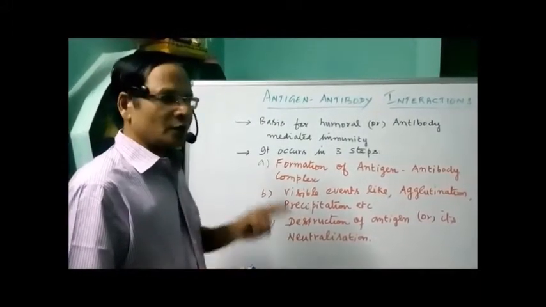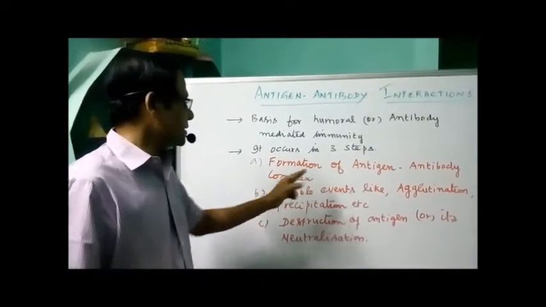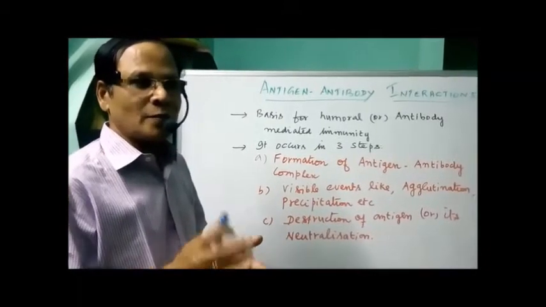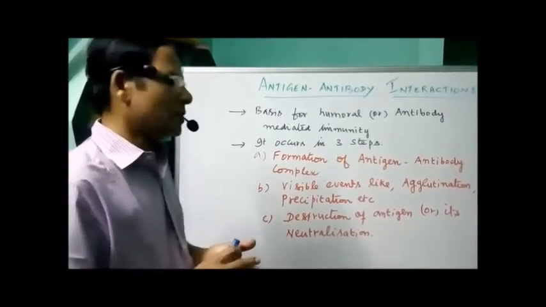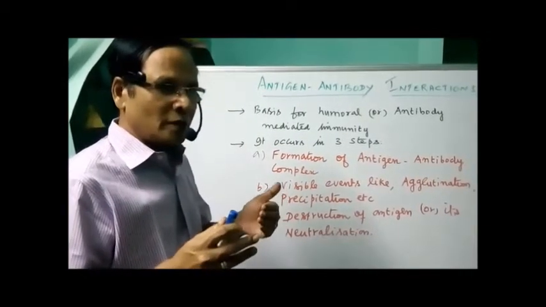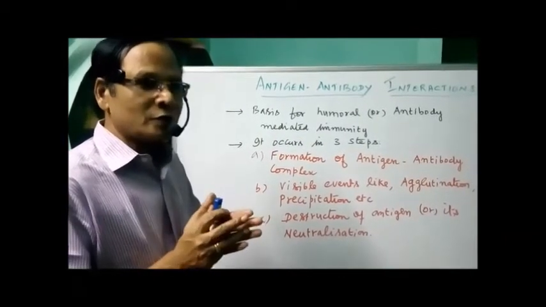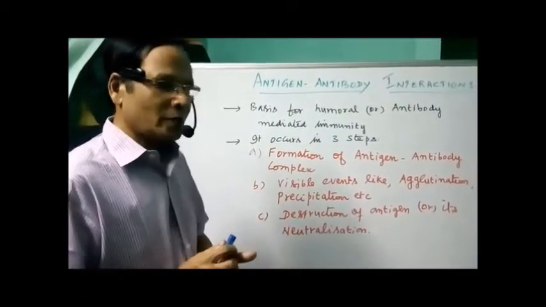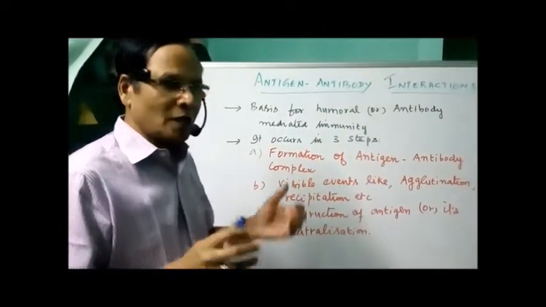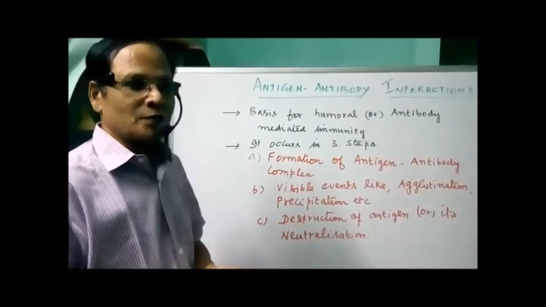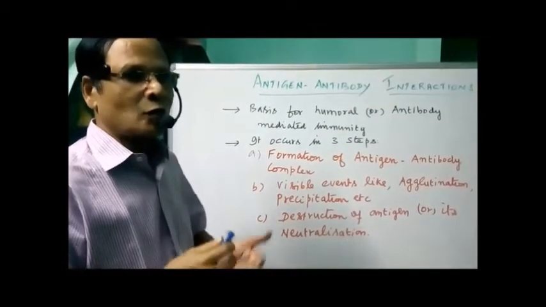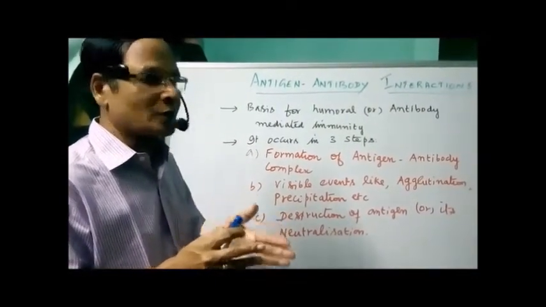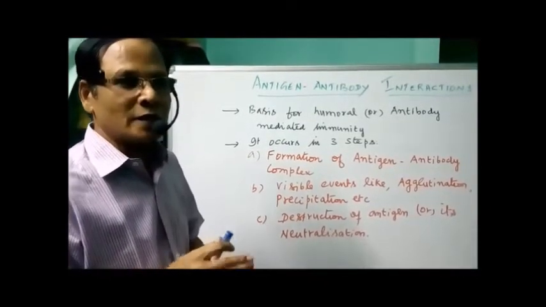Stage number 1, the first stage, is the formation of the antigen-antibody complex. That is the reaction between the antigenic determinant, the epitope, and the paratope, the part of the antibody. Once they are bound together, some visible events and reactions take place: agglutination, clumping together, or precipitation, formation of precipitate, or opsonization, or neutralization. These are the visible events that occur following the binding of antigen and antibody.